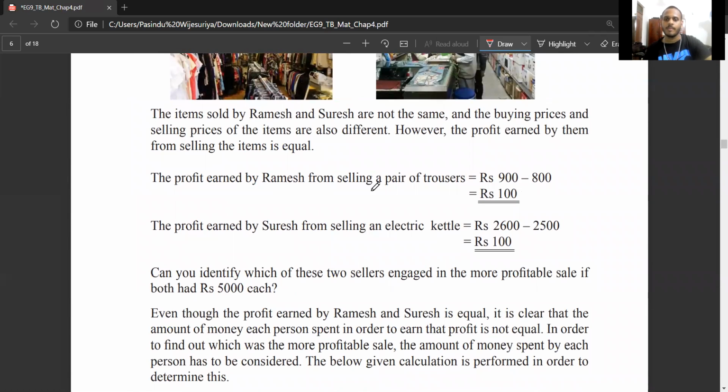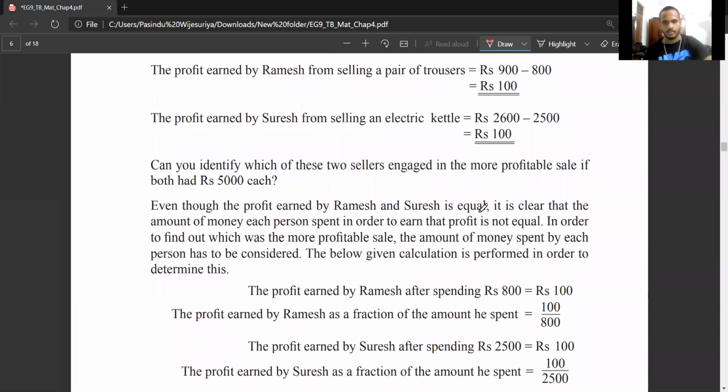The profit earned by Ramesh in trousers is 100 rupees. The profit earned by Suresh is also something you already know. Can you identify which of these two sellers engaged in the more profitable sale if both had 5,000 each?